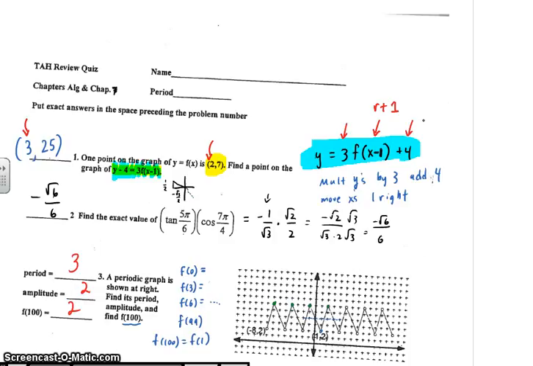And so if you look at the original y value of 7, well, we're going to triple that to 21, and then we're going to add 4 to it, and that's how we get 25. So the answer here is 3, 25.